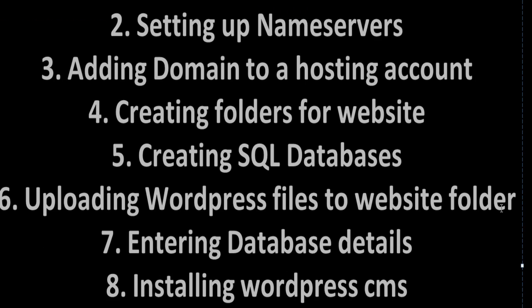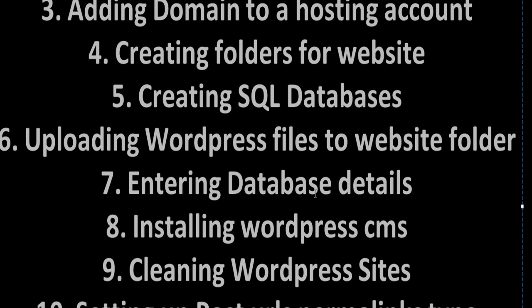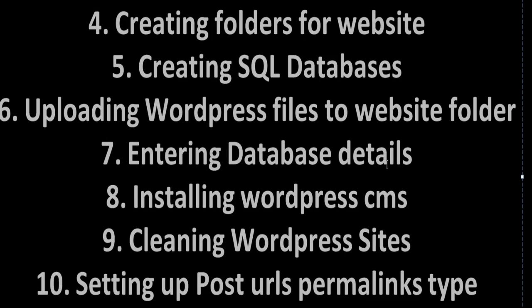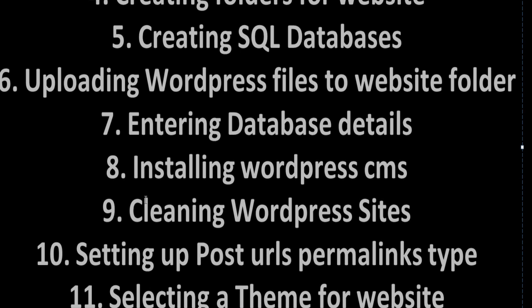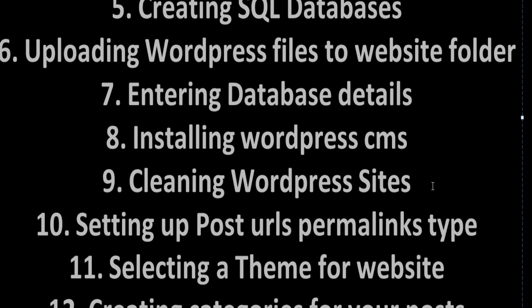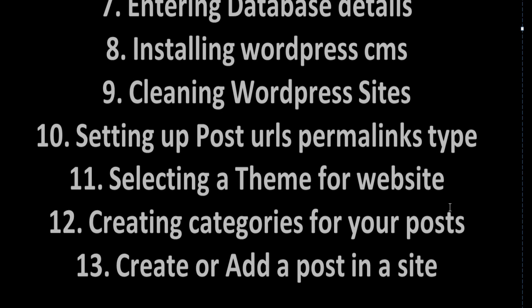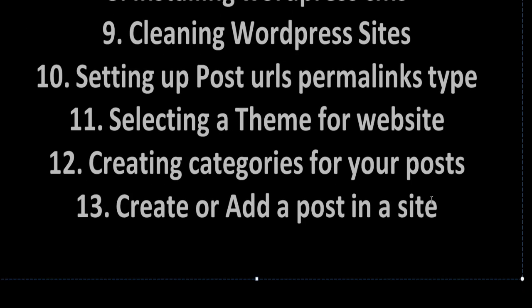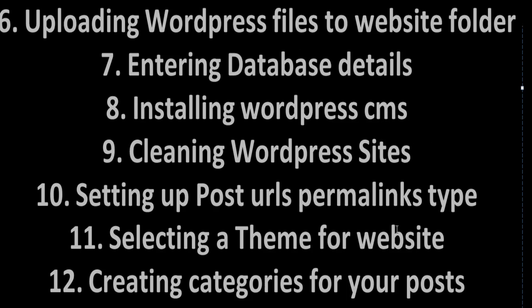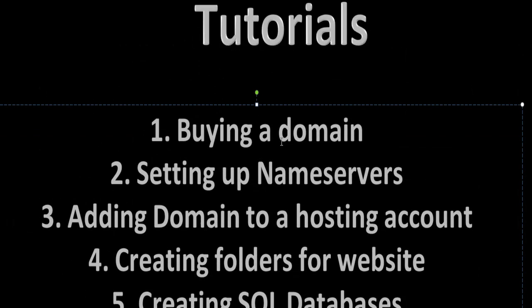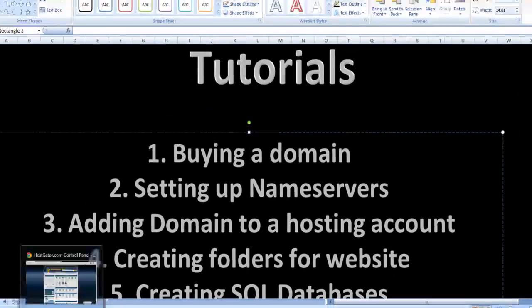upload the WordPress file to the WordPress folder, enter the database details, install WordPress, clean up the WordPress site, set up post URLs and the permalinks type, select a theme for your WordPress site, and create categories for your posts. And at last, we will create and add a post in the site and show you a live WordPress site. Okay, let's get started by buying a domain.